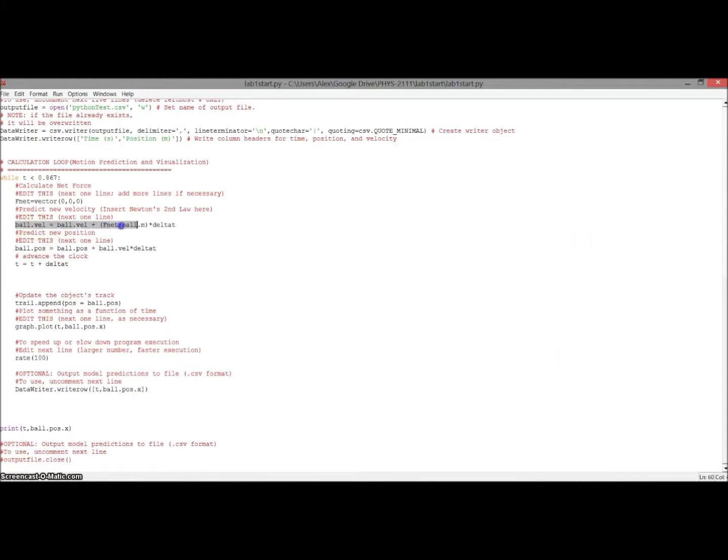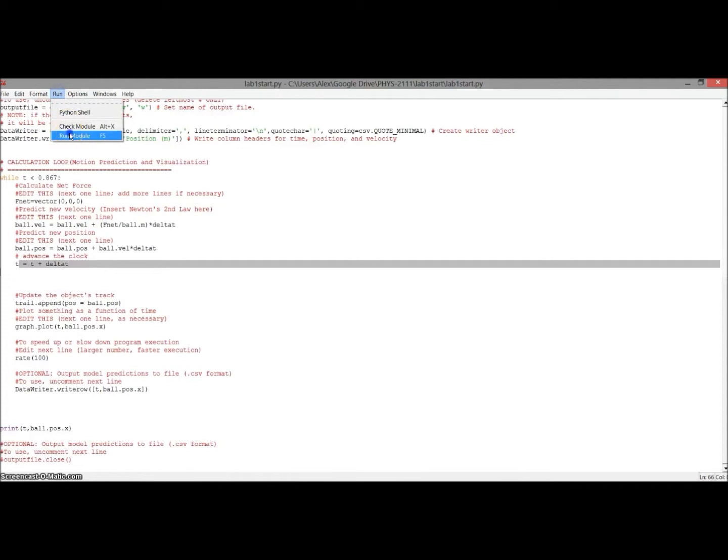So translating this Python code here, we have v final, or v2, equals v1, or v initial, plus f net divided by the ball's mass times delta t. And right here for our position equation, we have the position final, which is x2, p2, p final, equals p initial plus the final velocity here times delta t. Okay, let's see what happens when we run this.